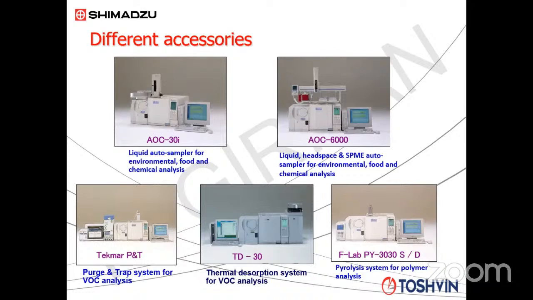For environmental applications, we can connect a thermal desorption system. For polymeric characterization, we can connect a pyrolyzer system. So there are different types of accessories that are possible. They all can be connected to a GCMS.